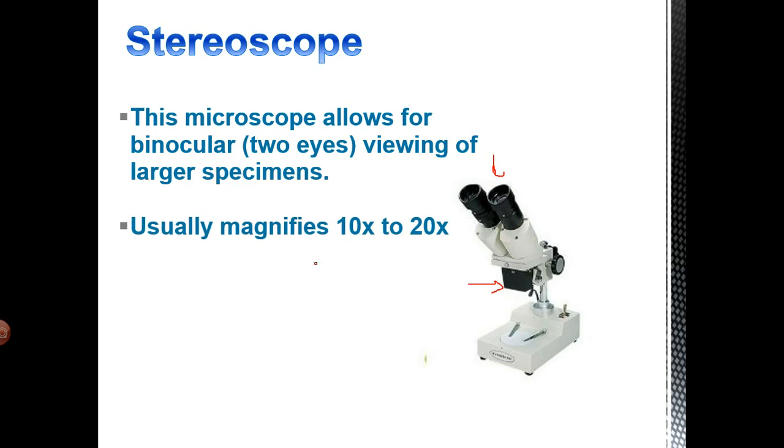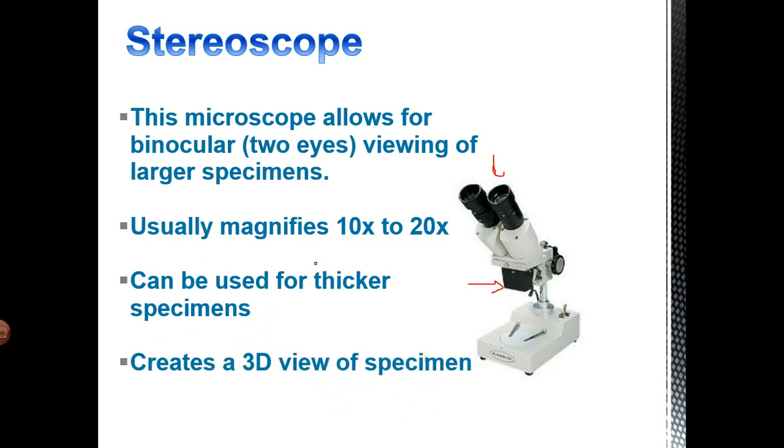It has less magnification than a normal light microscope. It only magnifies 10 to 20 times, but that's not that big of a deal because you're usually viewing specimens, objects that are much larger than what you would view on a light microscope. You can use thicker things, like you can look at an entire insect, not just a slice of an insect. And the major advantage to the stereoscope is that it creates a 3D view of the specimen.